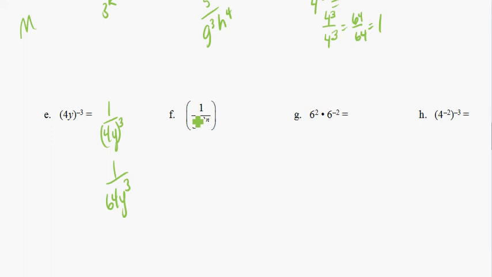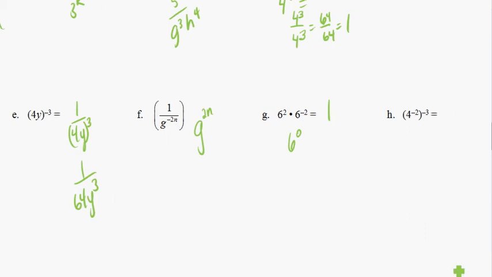In example F, the exponent negative 2n is the negative part. It brings this g up to the top, and it becomes g to the positive 2n exponent. We're not used to seeing variables in the exponent, but we can have variables in the exponent. That's fine. In example G, we have again the same situation as above, where if we take the two exponents and add them, we get 6 to the 0, and 6 to the 0 is 1. Example H is just like the one above, where we have a negative times a negative gives us a positive, so we get 4 to the 6th.